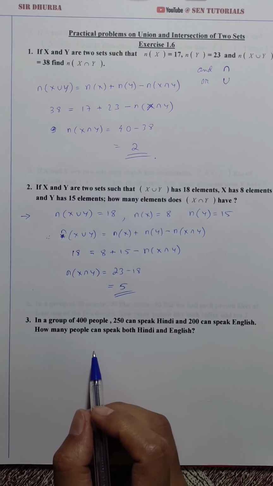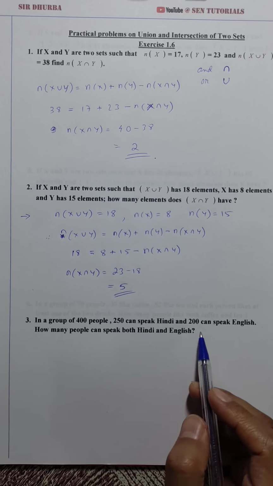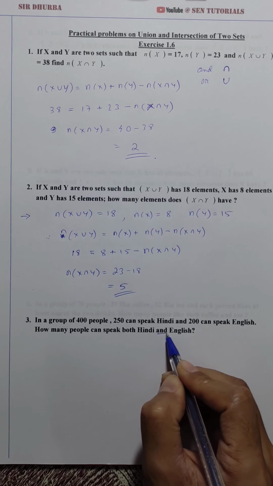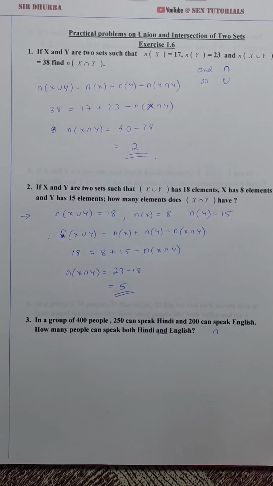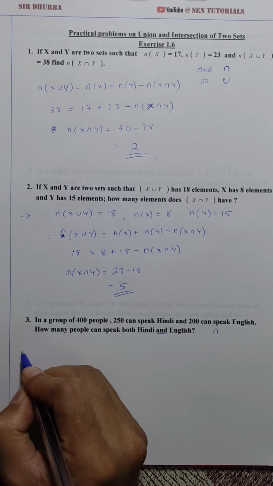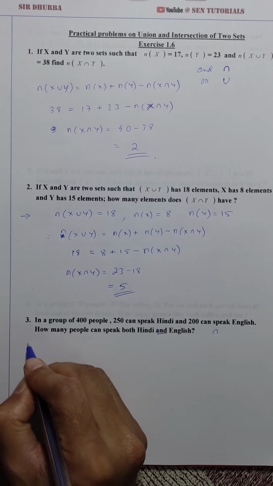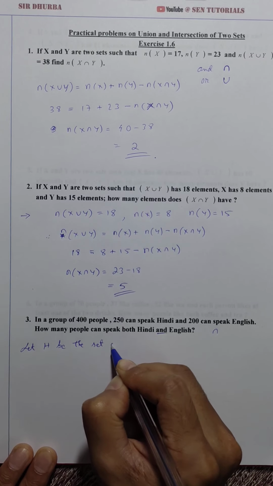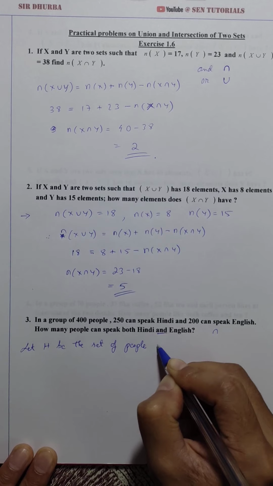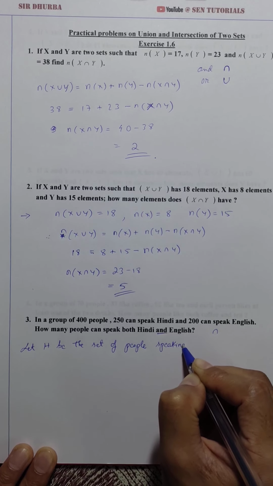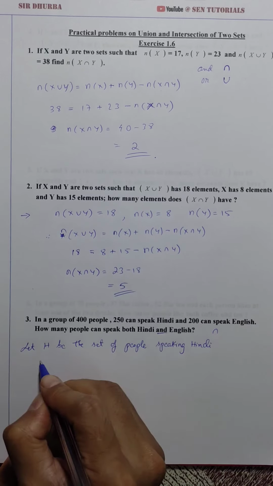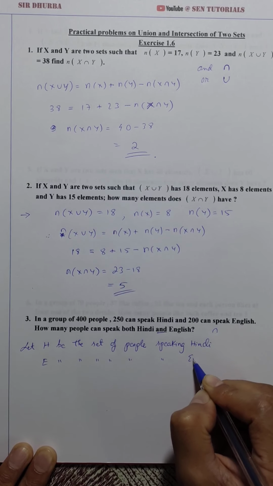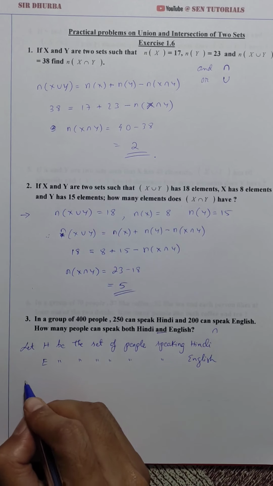In a group of 400 people, 250 can speak Hindi, 200 can speak English. How many people can speak both Hindi and English? That means intersection, that's a hint. Let's actually denote the sets, it's always good. Let H be the set of people speaking Hindi, and the other one, E, be the set of people speaking English.